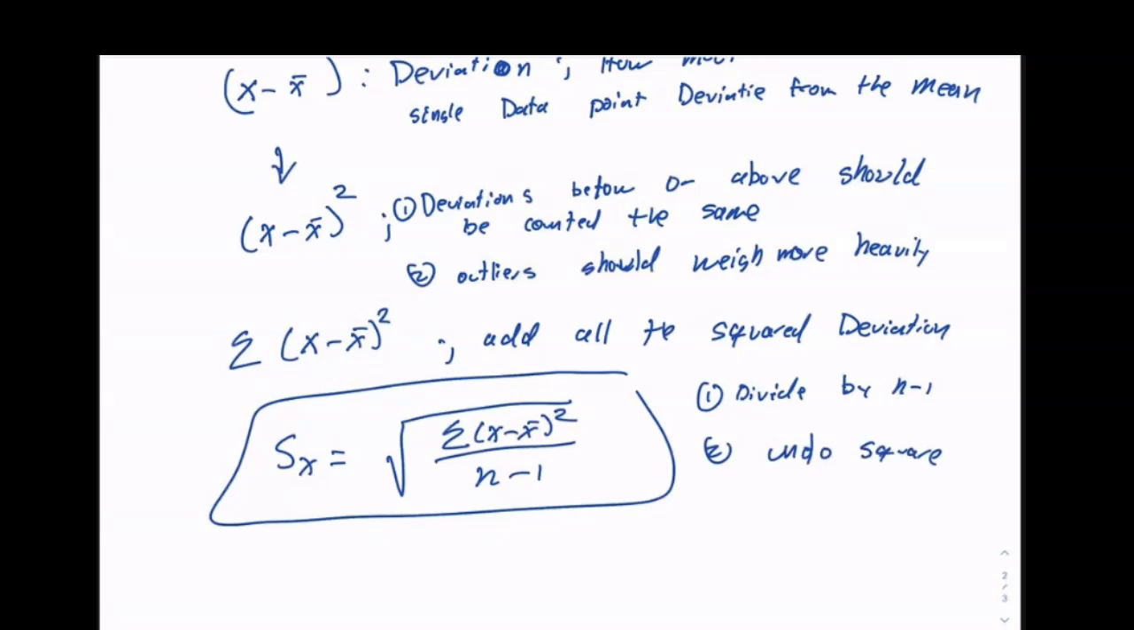Now, a lot of students ask, why n minus 1? Why are you dividing by n minus 1 and not n? The reason is, if you only have one data point, only one person responds, there is no standard deviation. If you have 1 and you take 1 minus 1, that's 0. If you divide by 0, you get undefined. So in other words, you need at least 2 data points to find a standard deviation. That's basically why we're dividing by n minus 1. And then we take the square root.